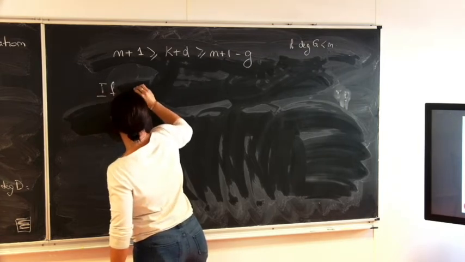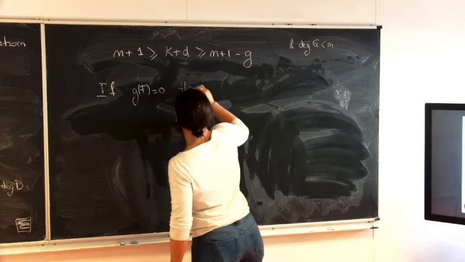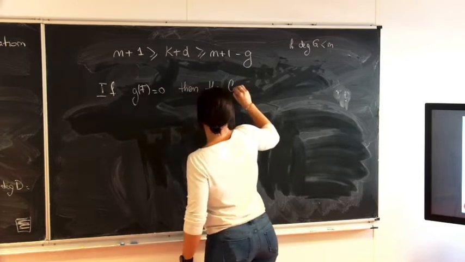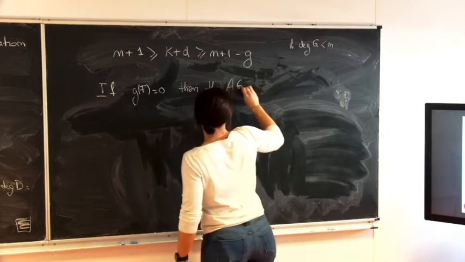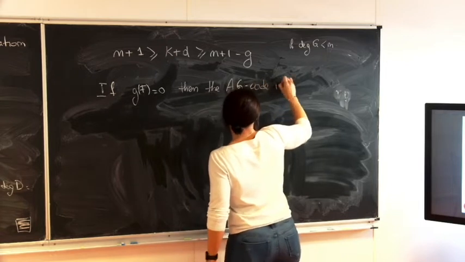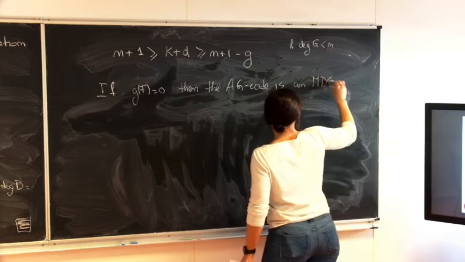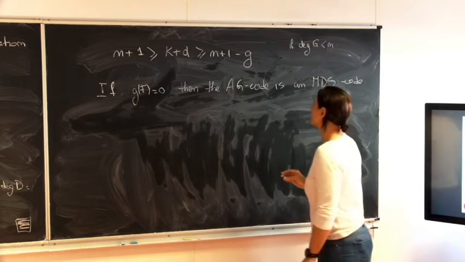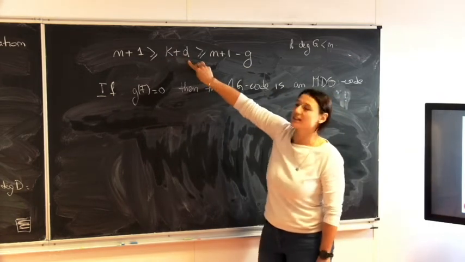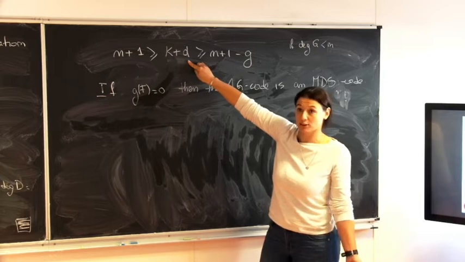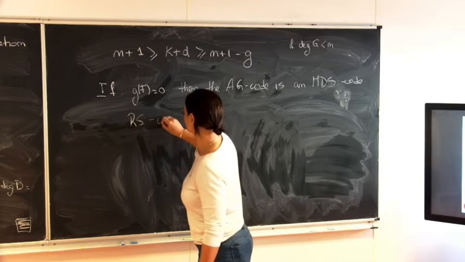If the genus of F is equal to 0, then the AG code is an MDS code. So in that case, we have that the dimension plus the minimum distance is exactly the length plus 1. And that was the case for Reed-Solomon codes.